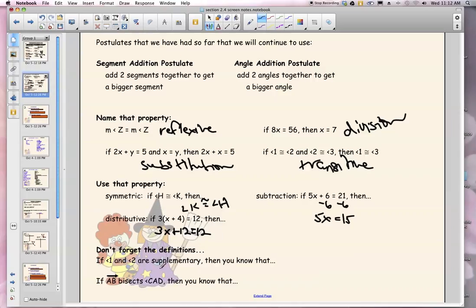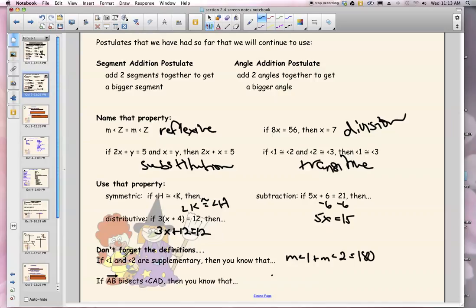Definitions, recall your definitions from chapter 1 because there was lots of them. If angles 1 and 2 are supplementary, then what do I know? Well, then I would know that the measure of angle 1 plus the measure of angle 2 equals 180 degrees, because that's what the definition of supplementary is, that two angles add up to 180 degrees. So that's how I would use a definition, just like I would use a property.